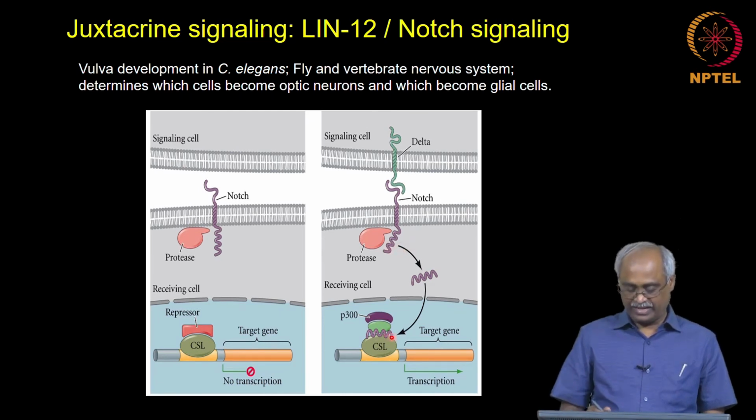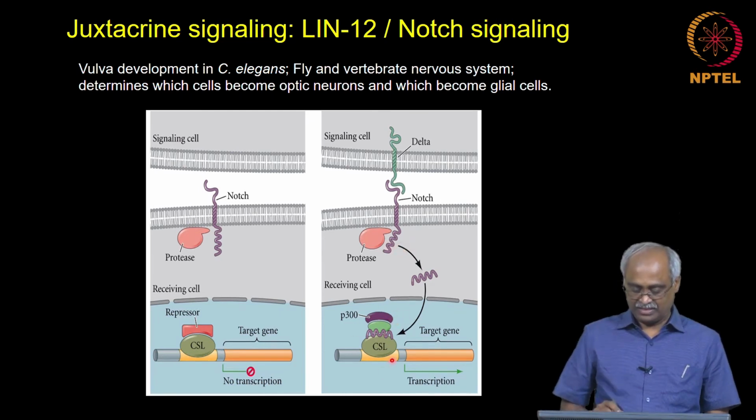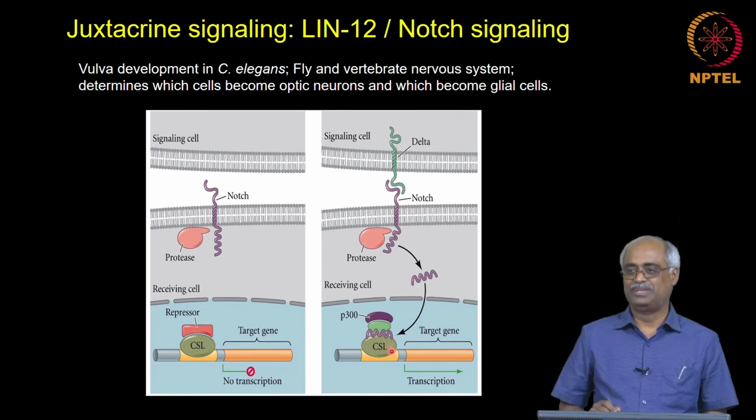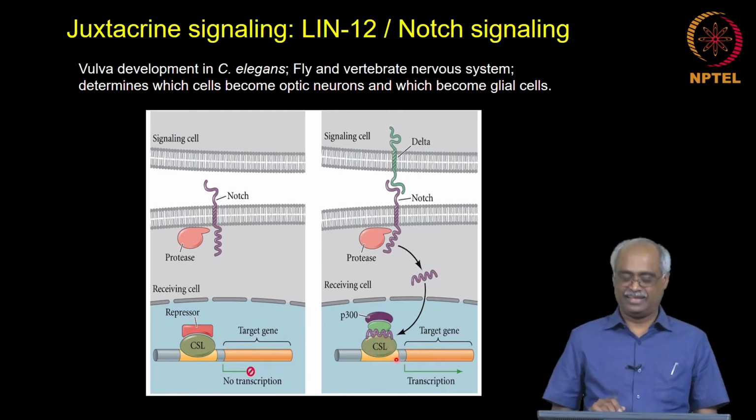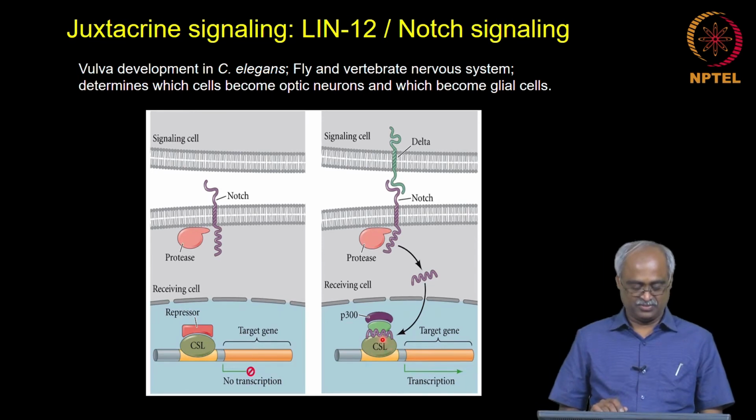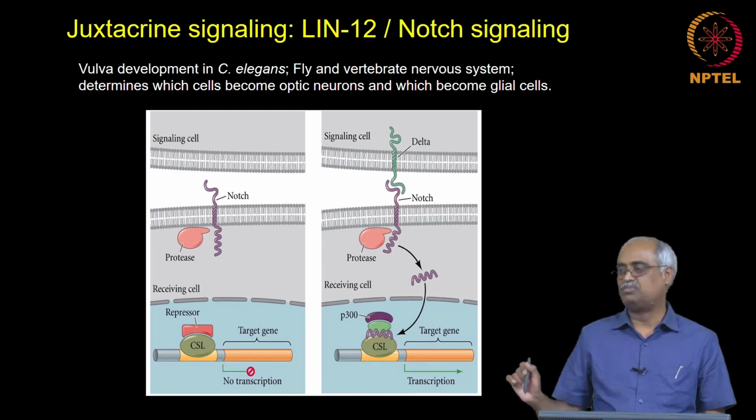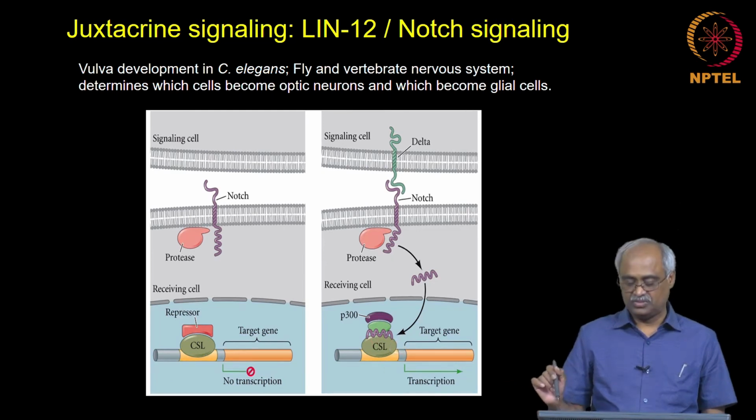That goes inside and associates with CSL. I will not attempt to recollect all of them. L is LAG-1, the C. elegans protein, so I know it. S and C are Drosophila names, I do not remember them right now. So that association with that transcription factor activates the downstream targets. So that is how Notch-Delta transduces the signaling.